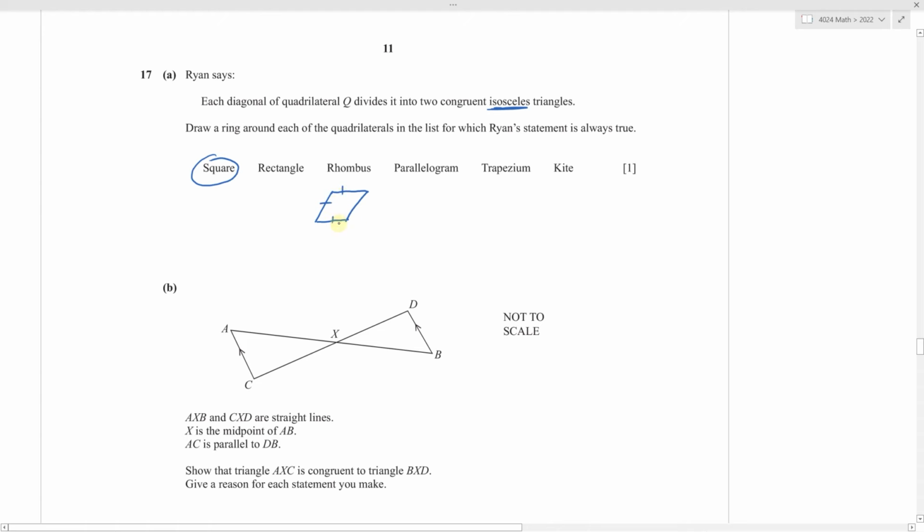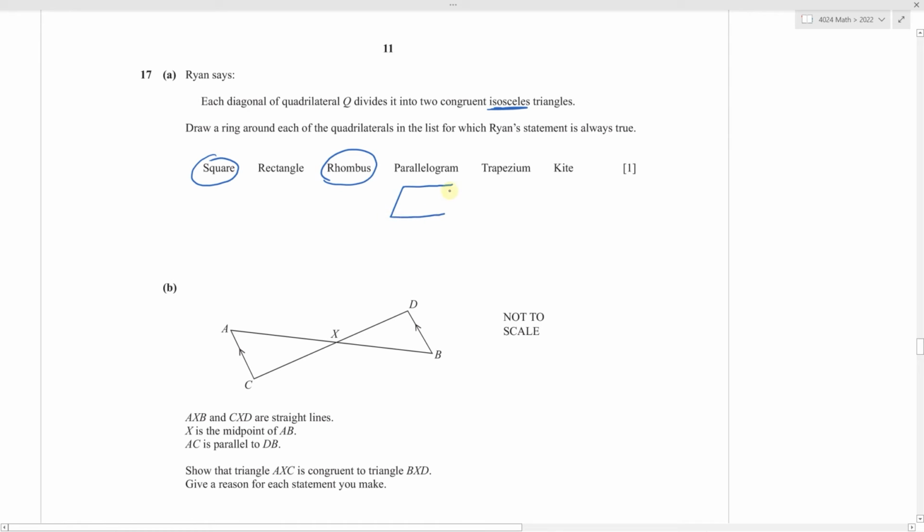A rhombus has all four sides equal, and if I draw a diagonal, I get an isosceles triangle, yes, because these two sides are equal. On this side, also an isosceles triangle because these two sides are equal, and these two triangles are congruent as well. This length is the same as this length is the same as this length, and this is the common length. So all three sides are the same. So these two are congruent, so you'll circle rhombus.